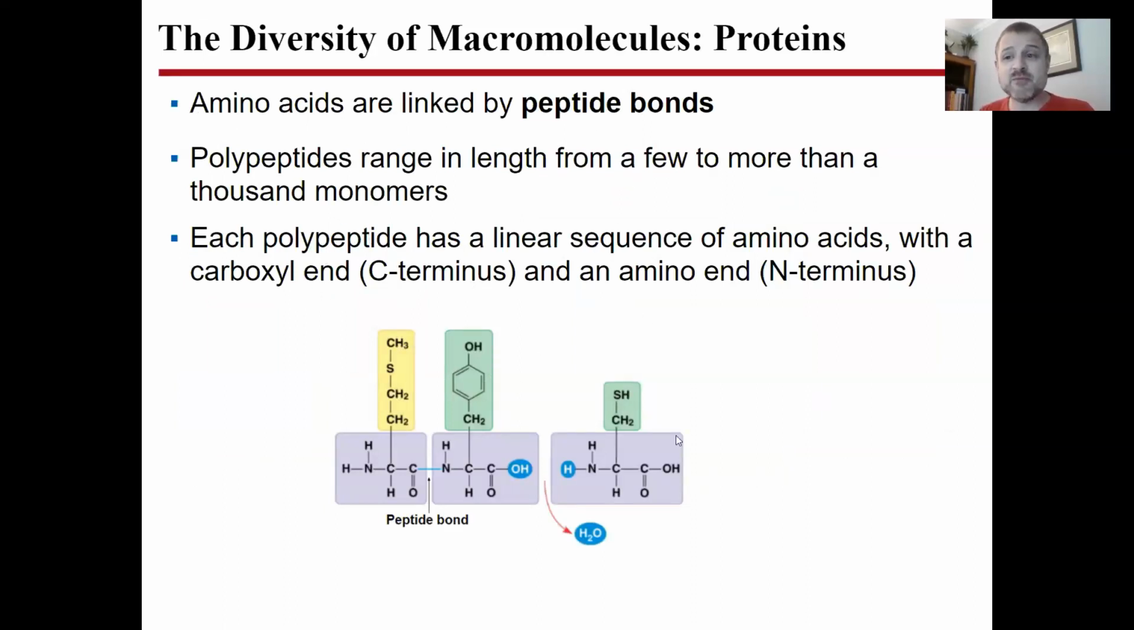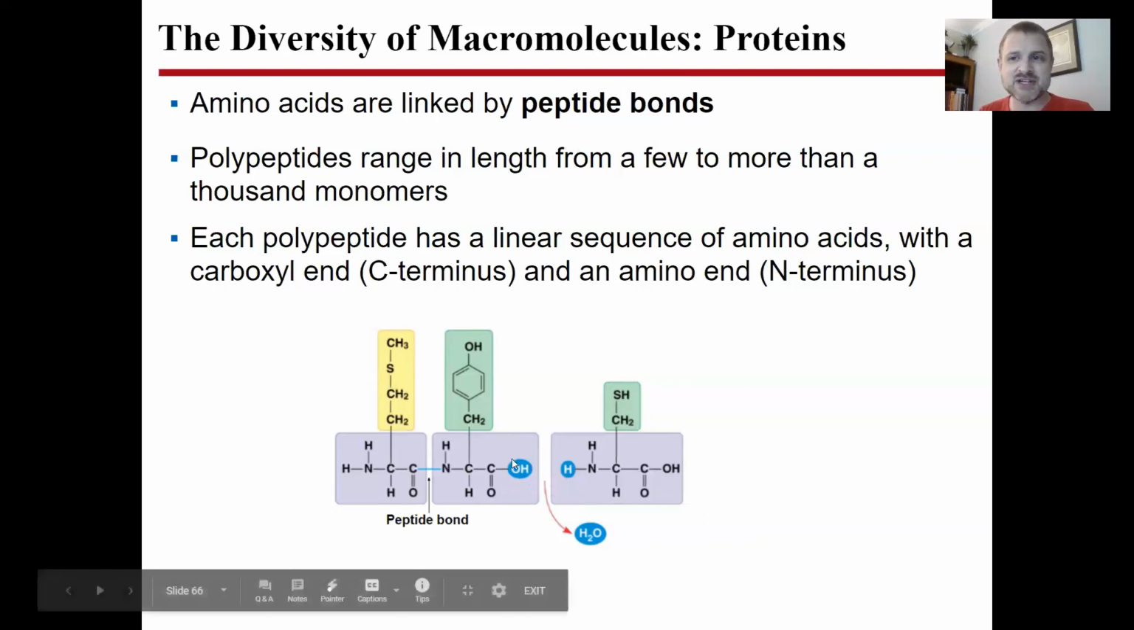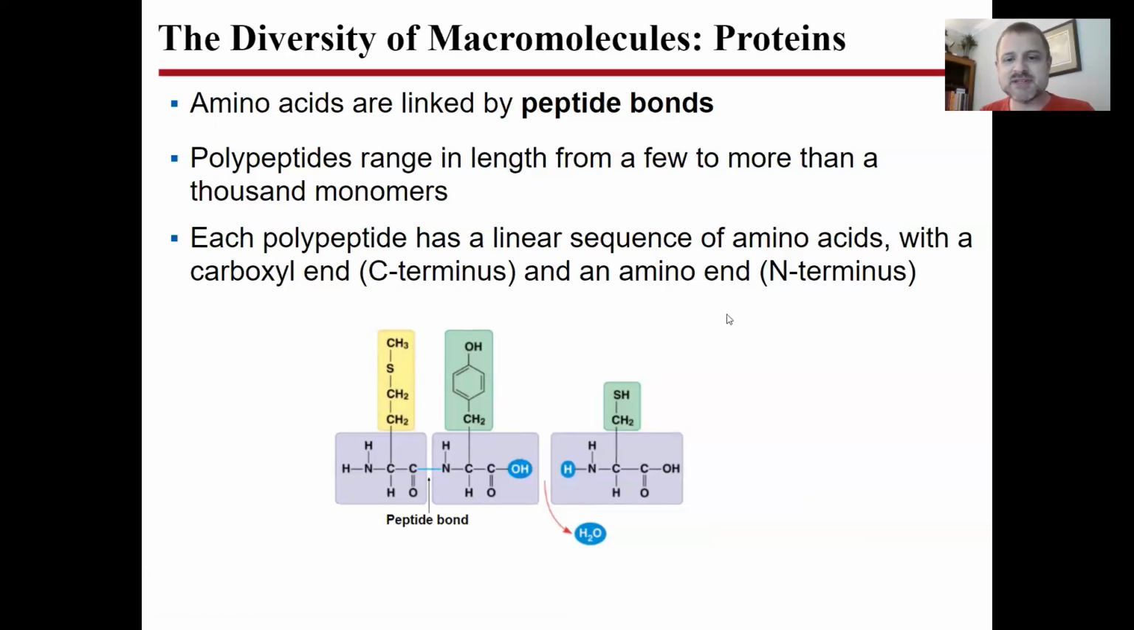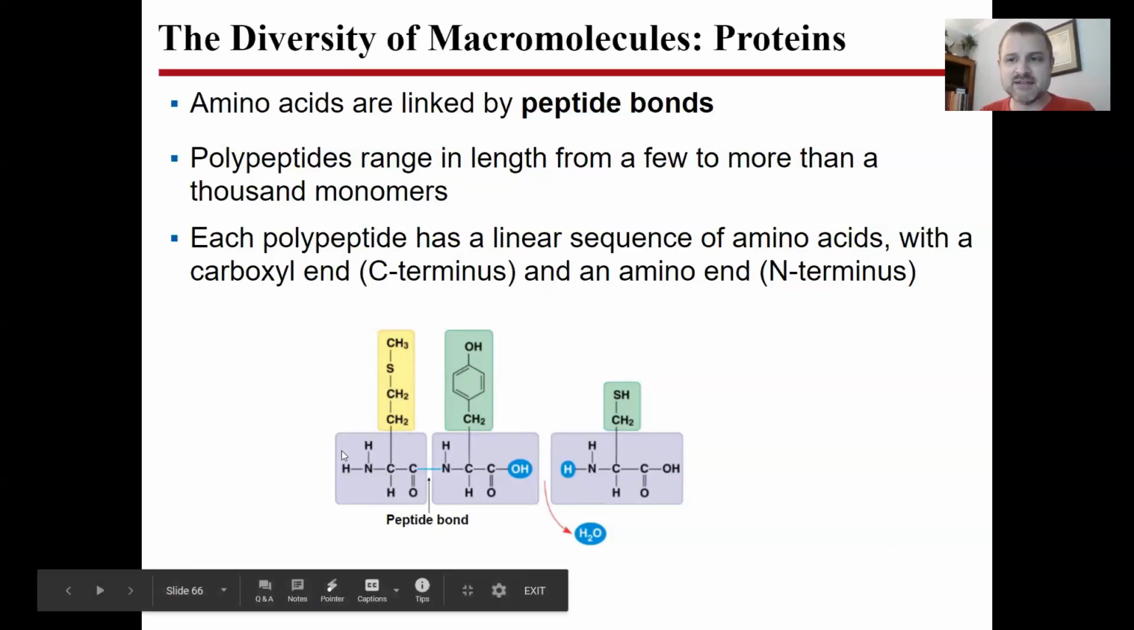The bonds that form proteins are called peptide bonds. Anything pep or peptido in biology refers to protein. Notice, look at this. It's a dehydration or condensation reaction. You give off water. Note that proteins have what's called a C-terminus and an N-terminus. This side could be 1,000 amino acids, but one side is going to end in the amino group of the first amino acid, which is the N-terminus. The other end is going to end with the carboxylic acid group of the last amino acid. That's the C-terminus.